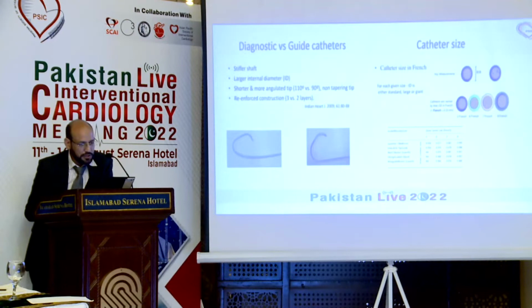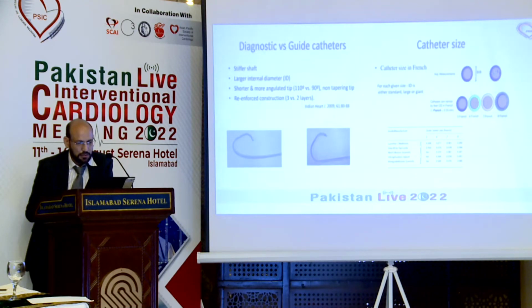So, diagnostic versus guiding catheter. The differences between diagnostic and guiding catheters are a stiffer shaft, a larger internal diameter, and a shorter and more angulated tip, 110 degrees versus 90. It has a non-tapering tip and reinforced construction, 3 versus 2 layers.